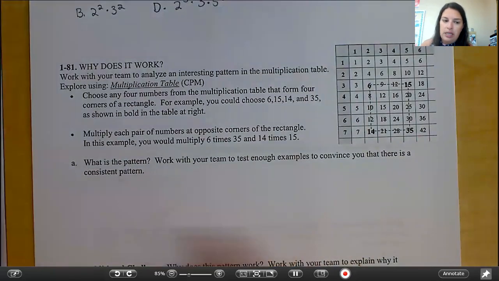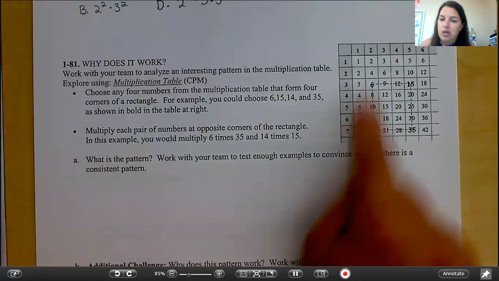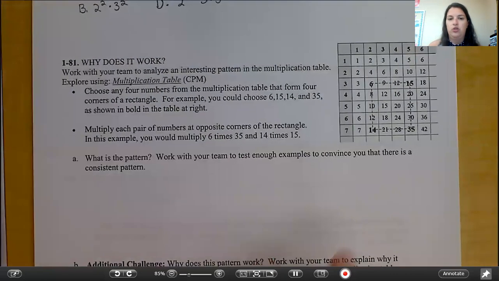And remember, support your reasoning here. Okay, some people could have different ones. You're going to have different rectangles, but you want to make sure you support your reasoning.